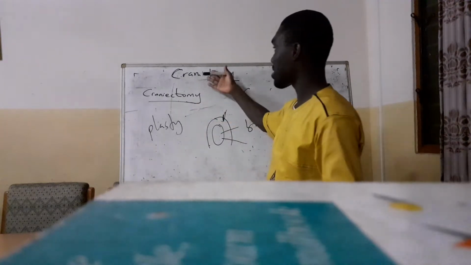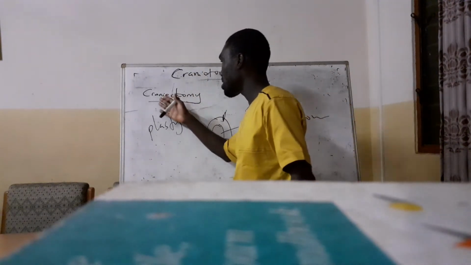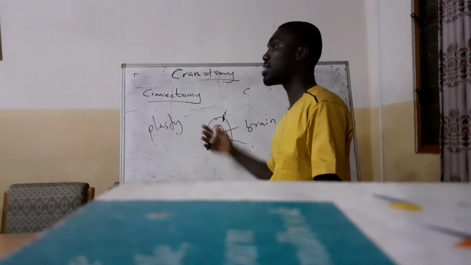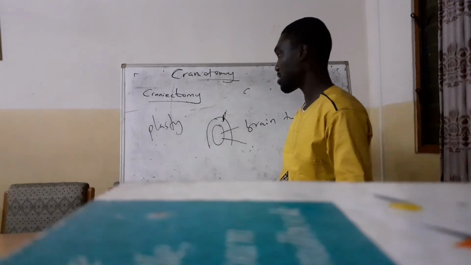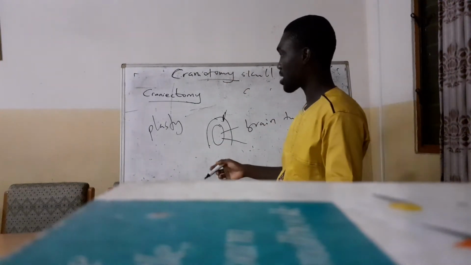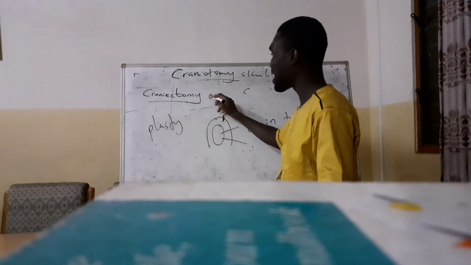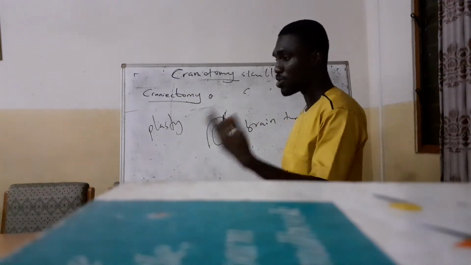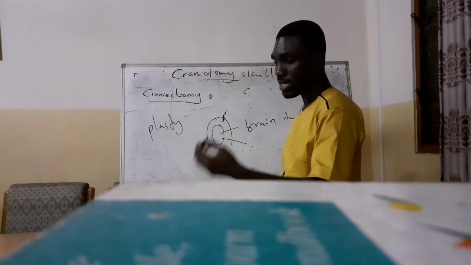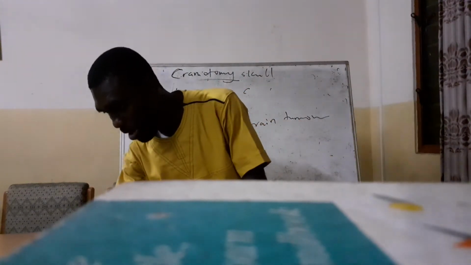Because it's on the brain, it begins with cranial. So you either have craniotomy, craniectomy, or cranioplasty. Craniotomy is an incision into the skull, whilst craniectomy is where part of the cranial bone is removed. It can be used for diagnostic investigation. And then cranioplasty is a repair of the cranial bones.